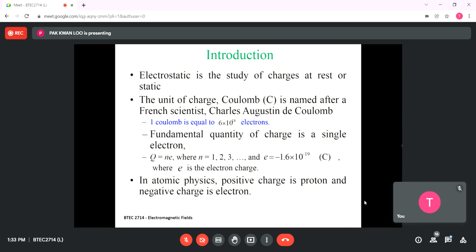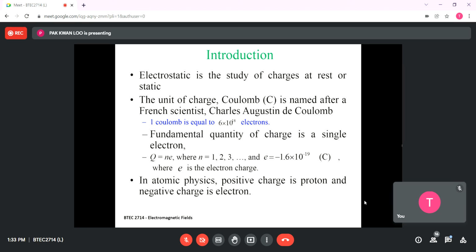So, yesterday I mentioned there are two fields of study in electromagnetics. One is static and one is dynamic. Of course, we have to study the static first before we move to the dynamics. So for electrostatics, we deal with charge at rest or stationary, or we call static. That's why the name static.